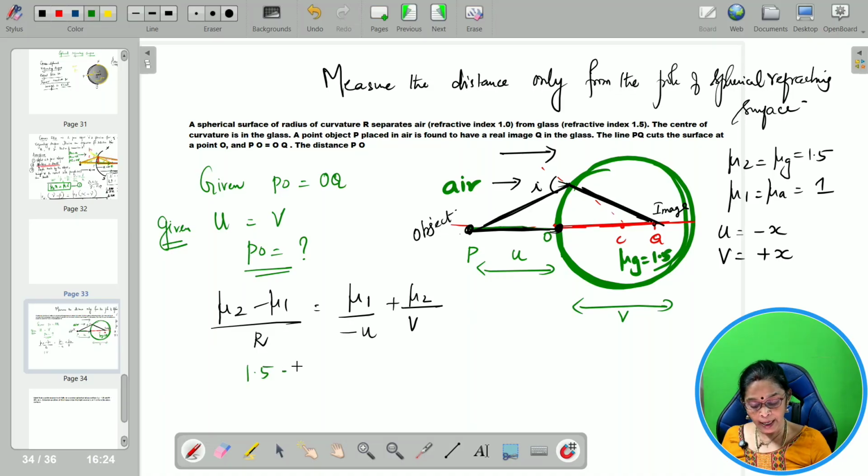So 1.5 minus 1 divided by R is positive. What is R over here? R is the radius of curvature, R only.